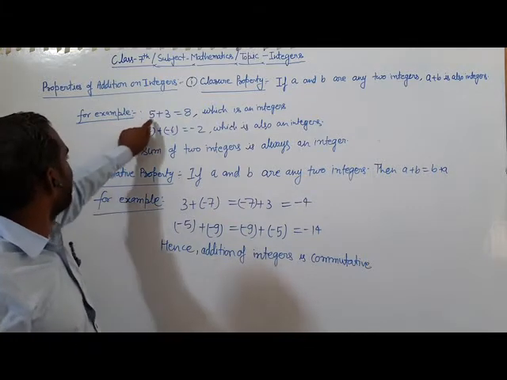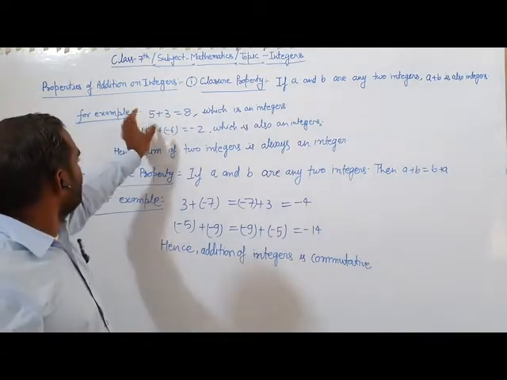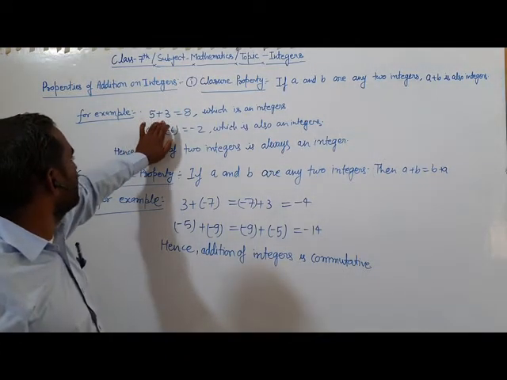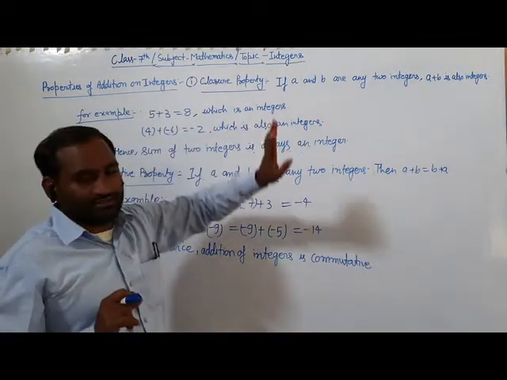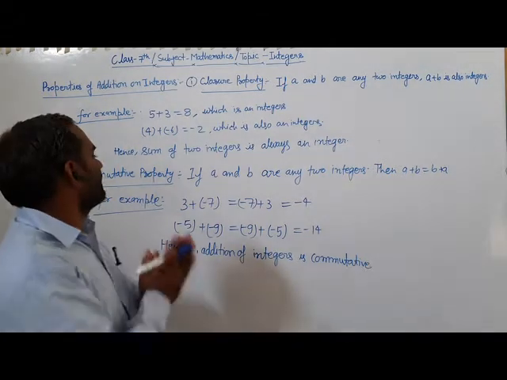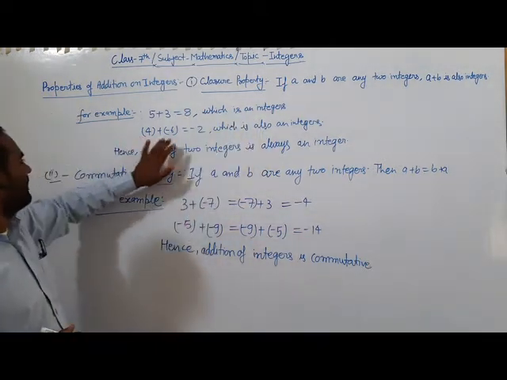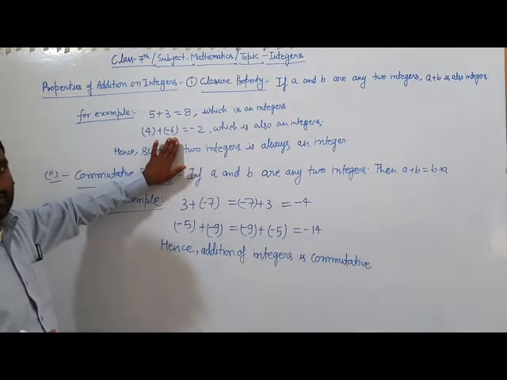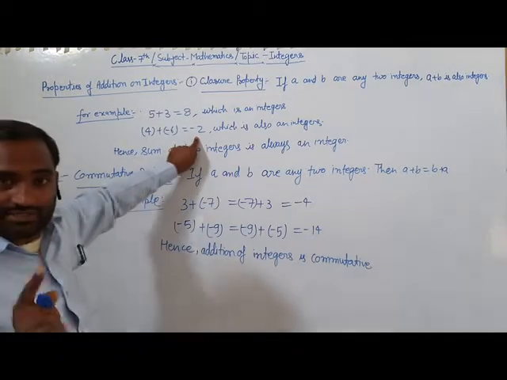For example, 5 is an integer, 3 is also an integer. If we add both, 5 plus 3 is equal to 8. 8 is an integer. Sum of two integers is an integer. 4 plus minus 6 is equal to minus 2. Minus 2 is also an integer.